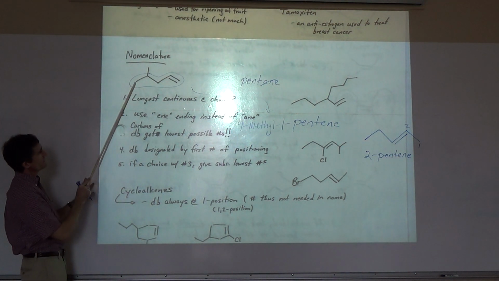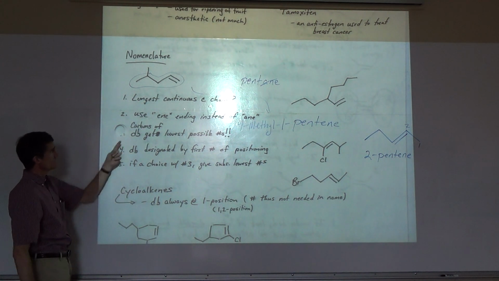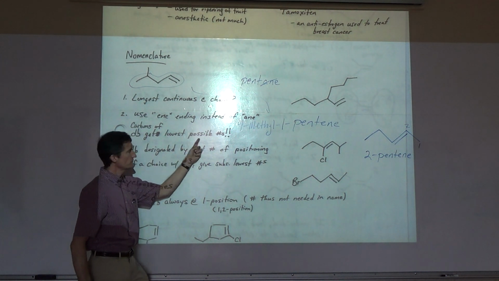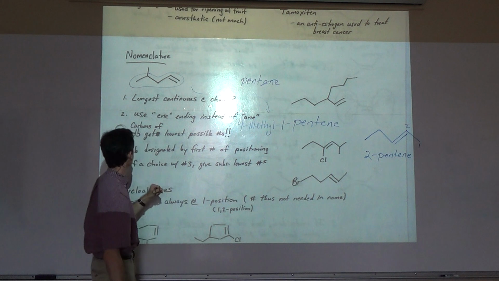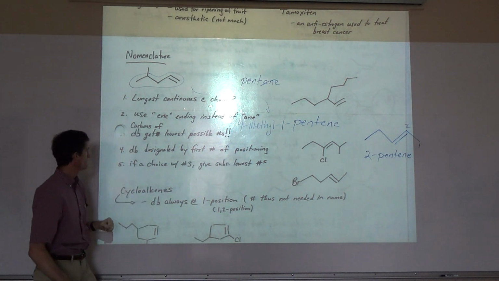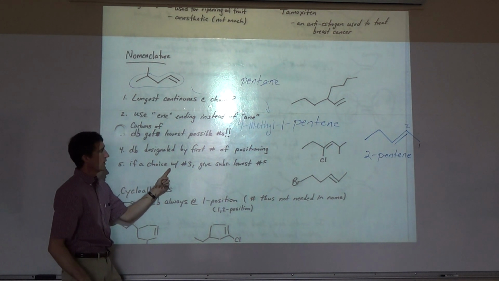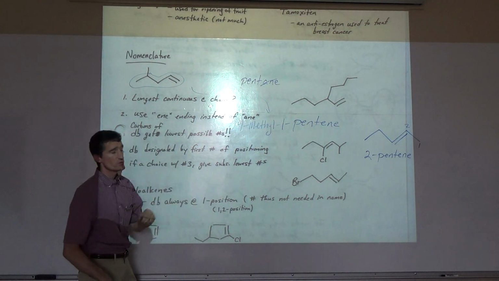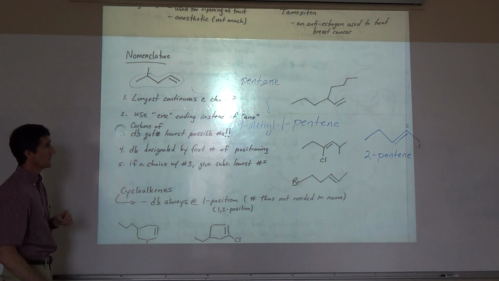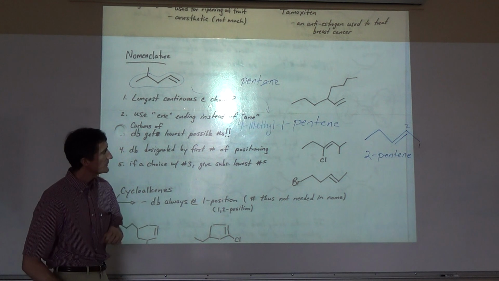Why did we not start over here? Because we want double bond carbons to get the lowest numbers, so it was a 1-pentene, double bond designated by first number of positioning. If there were a choice, we would then give the remaining substituents lowest numbers. We may see a choice in subsequent examples.